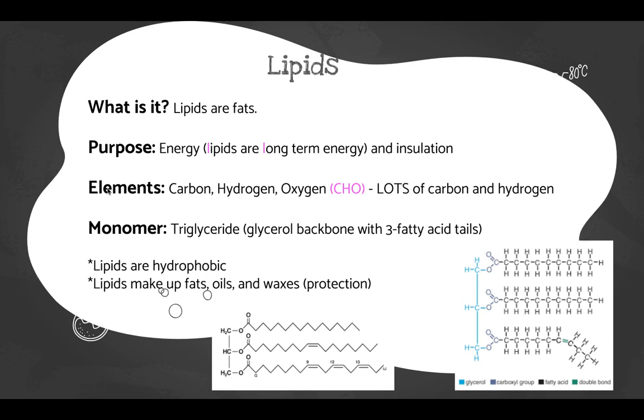Like I said, the elements that we have here are C-H-O. We had C-H-O for carbs. We have C-H-O again for lipids. But the big difference is that lipids don't have a special ratio. That's just carbohydrates.